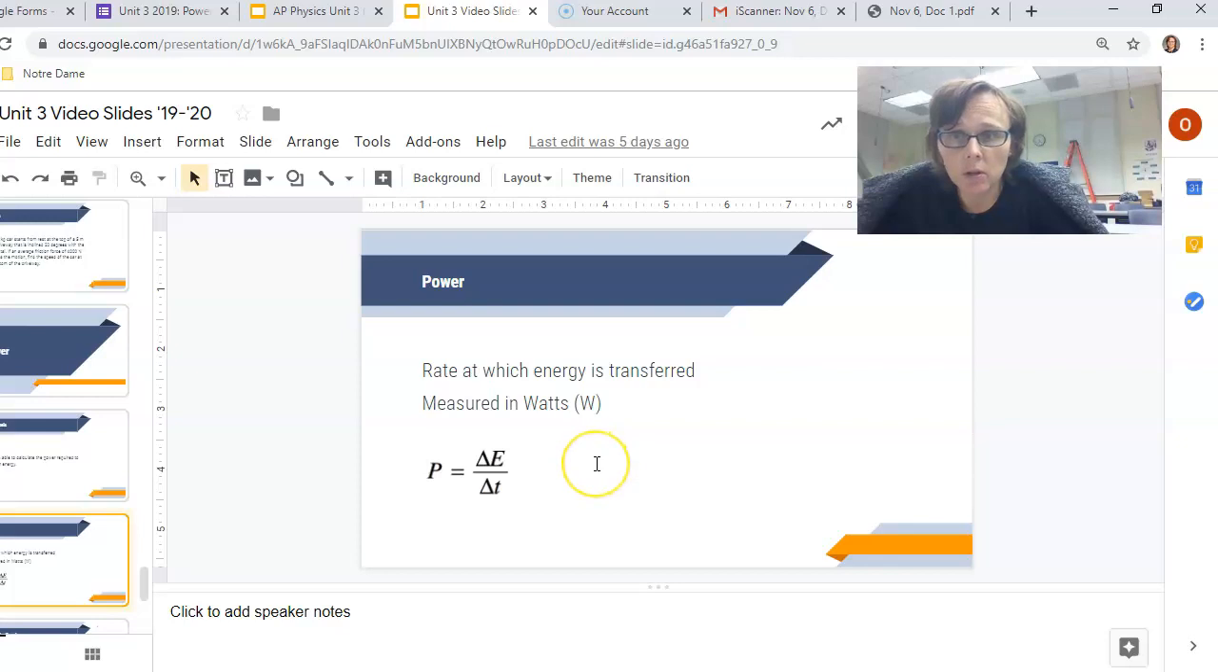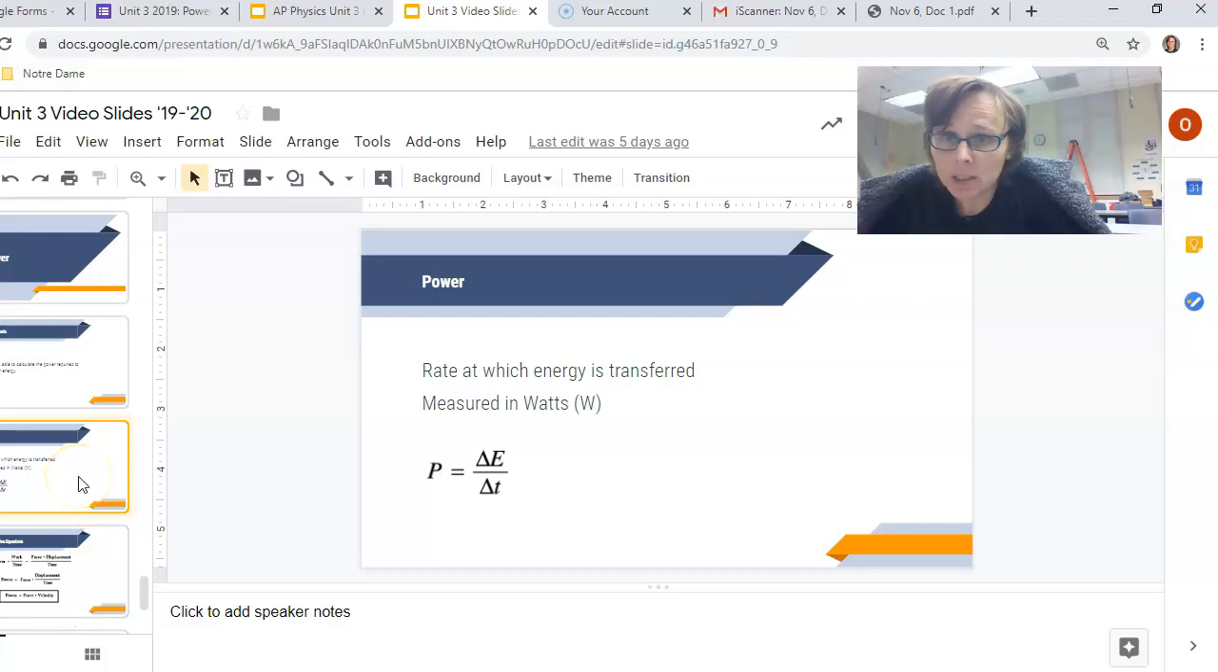Perhaps you've heard watts before, which is related to electricity, and that is what electrical power is measured in. Electrical power is measured as electrical energy, which is voltage divided by time. So same concept, rate of change of energy, that's what power is.